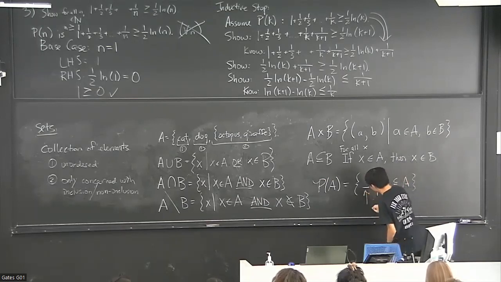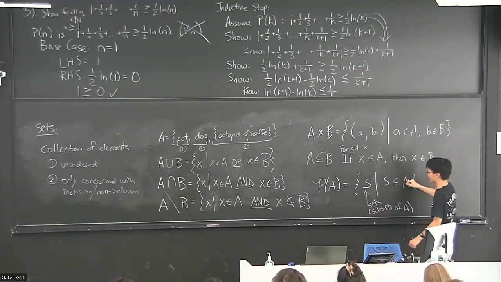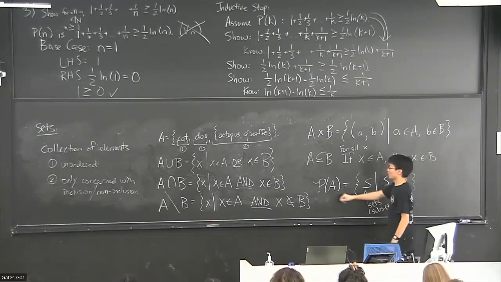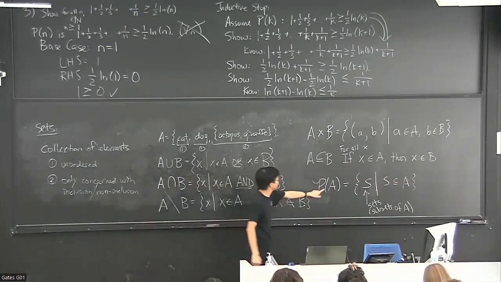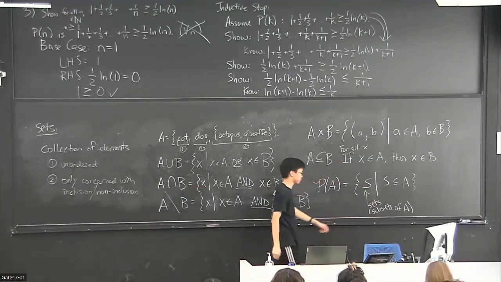Notice here, these are also sets. These are subsets of A. Therefore, think about this carefully, a subset of A is an element of the power set. A subset of A is an element of the power set.